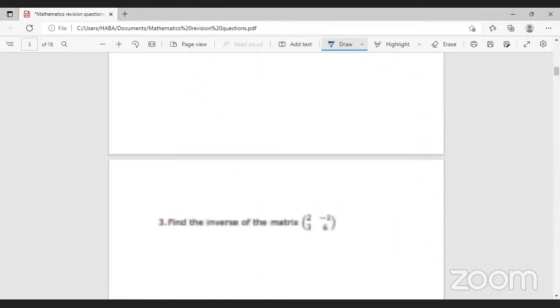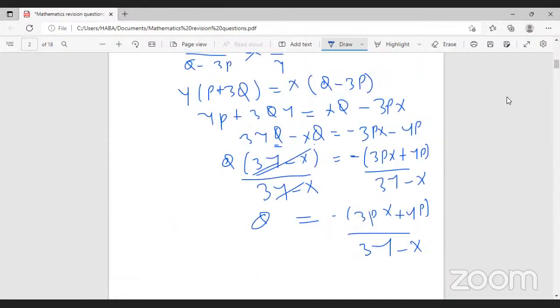So one would stop there, or we can as well factorize out a p, but that one is not very necessary, and have it as negative p into 3x plus y, then we divide it by 3y minus x. So any of these two would give us the q, would have made q the subject of the formula.